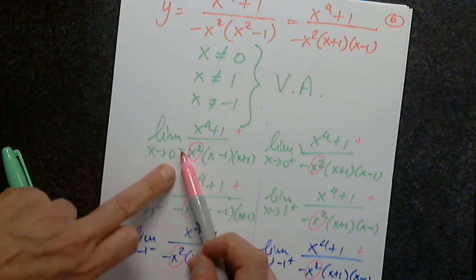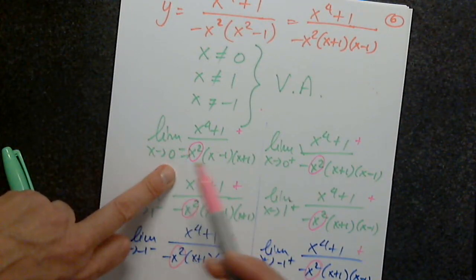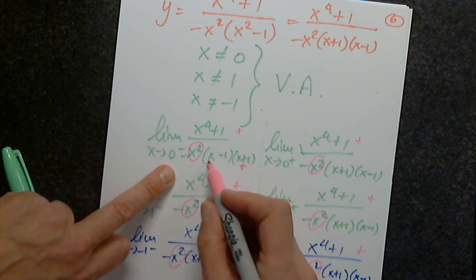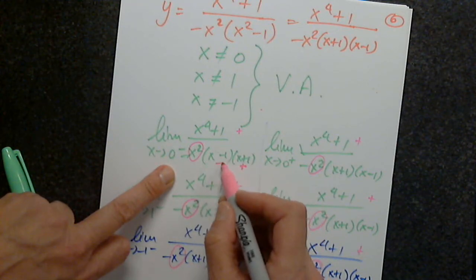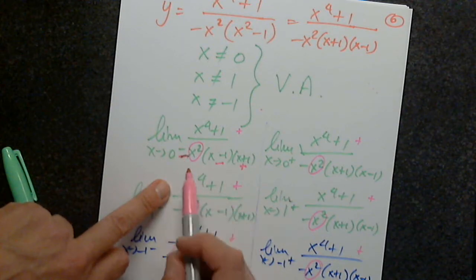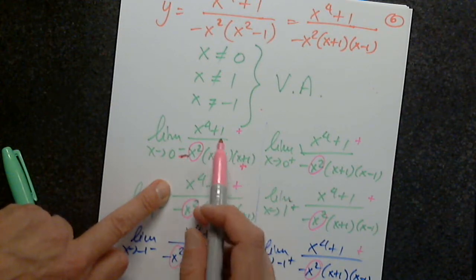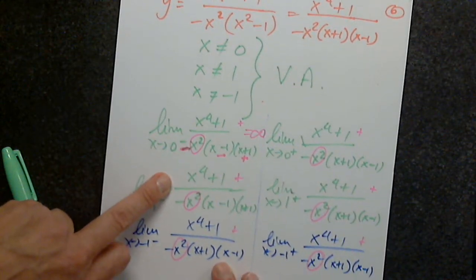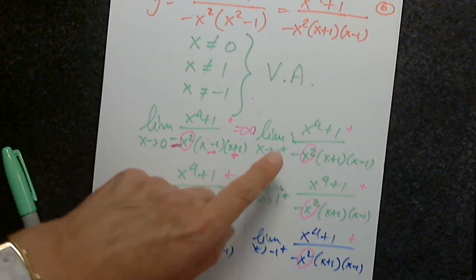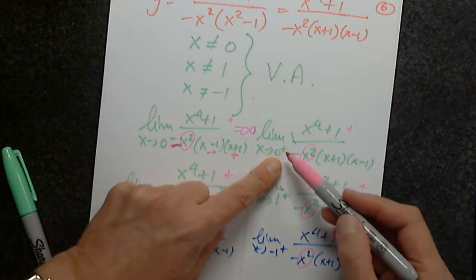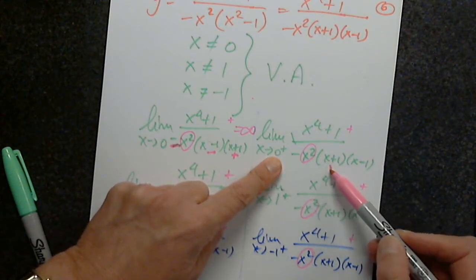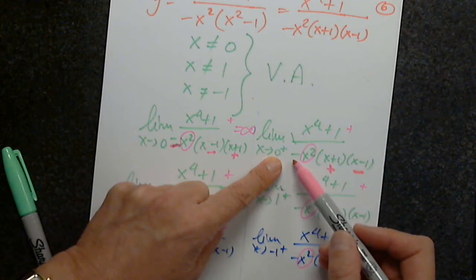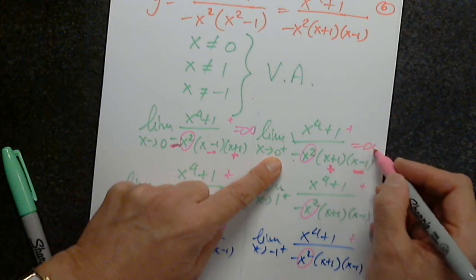So 0 from the left, imagine negative 0.1. Negative 0.1 plus 1, this is positive. Negative 0.1 minus 1, this is negative, but there is a minus in front. So I see two negatives. The positives don't count, so this must be infinity. 0 from the right, 0.1, positive. 0.1 minus 1, negative. And negative in front. So this is again positive infinity.